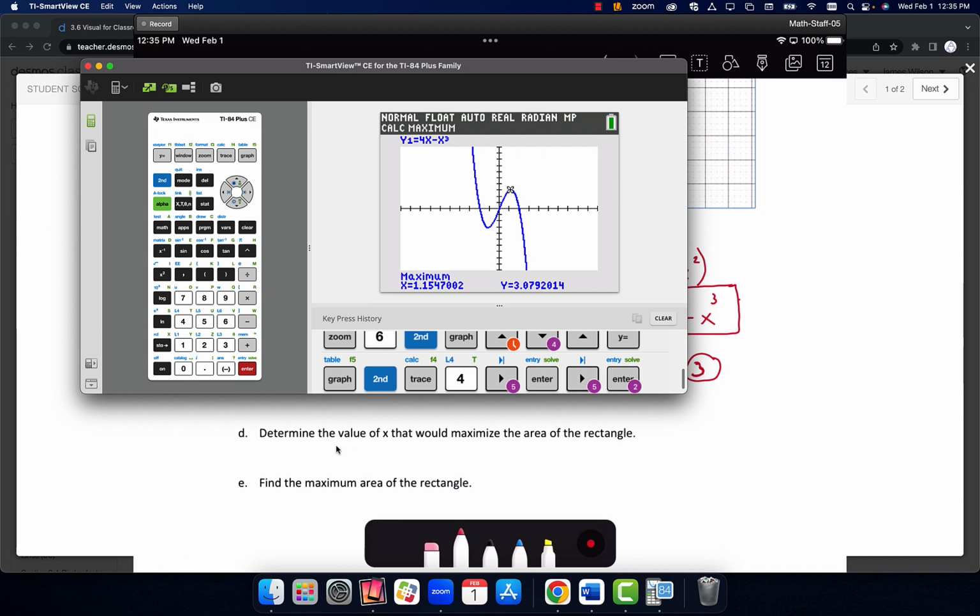Keep in mind, the first question is determine the value of x that would maximize the area of the rectangle. So the value of x in this case is roughly 1.15. And then part E is asking for the maximum area. The actual max area is going to be 3.08 if we round it.